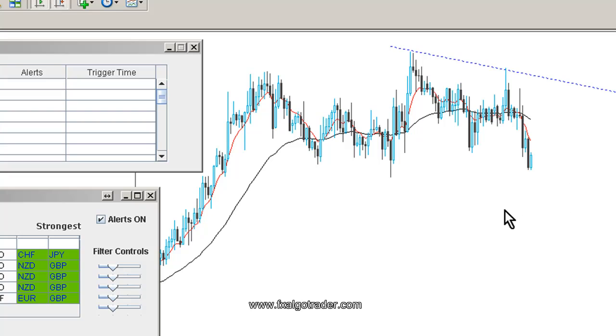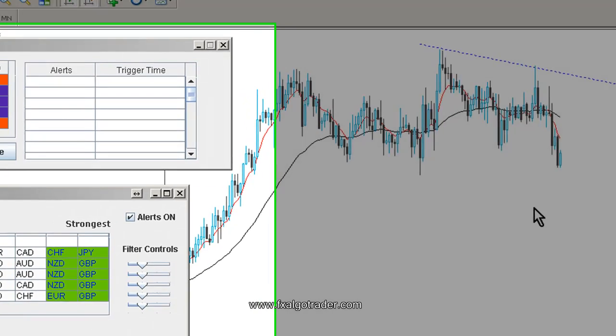So you can see very quickly how the index analyzer allows you to identify optimum pairs to trade. So really we want to be aligning ourselves with the strongest currency and then basically selling the weakest currency, therefore creating a currency pair which you can trade.